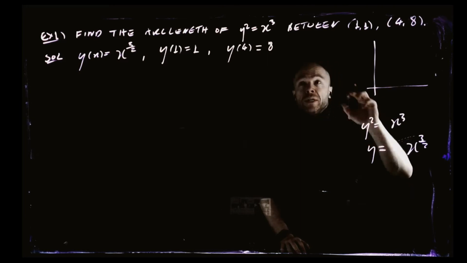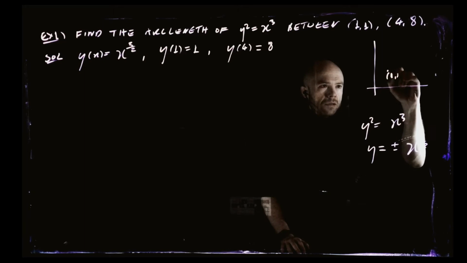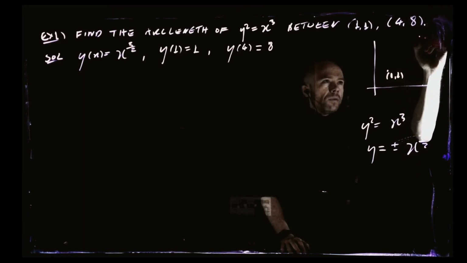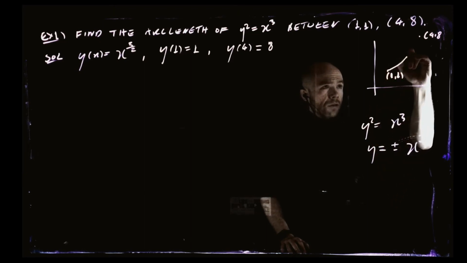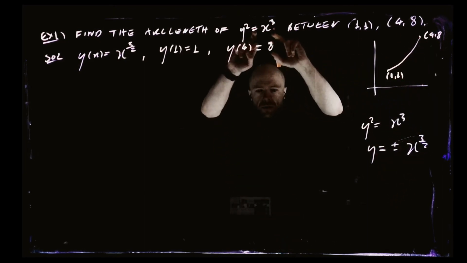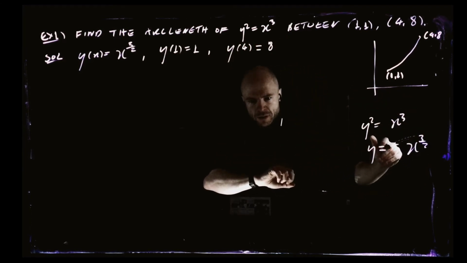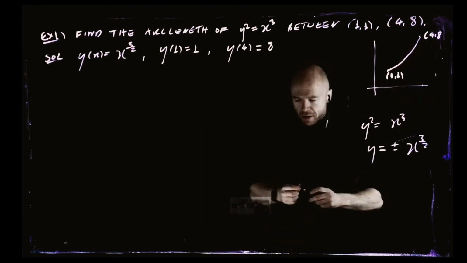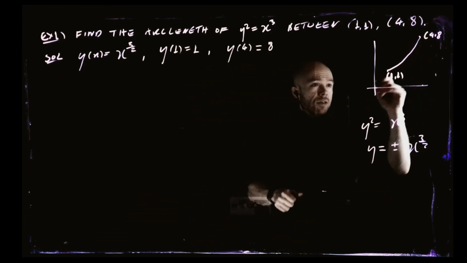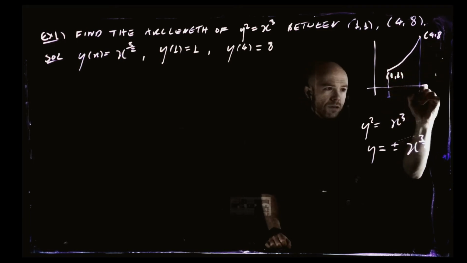Cool. But since it's asking us between 1, 1 and 4, 8, so this is 1, 1 over here, and 4, 8 is, say, up here, then we know it's the part of the curve for the positive, not the negative. The negative is the mirror image across the x-axis. Everybody with me? Cool. All right, so this is the thing we need to calculate. The length of this thing, from here to here. So we're integrating from 1 to 4.